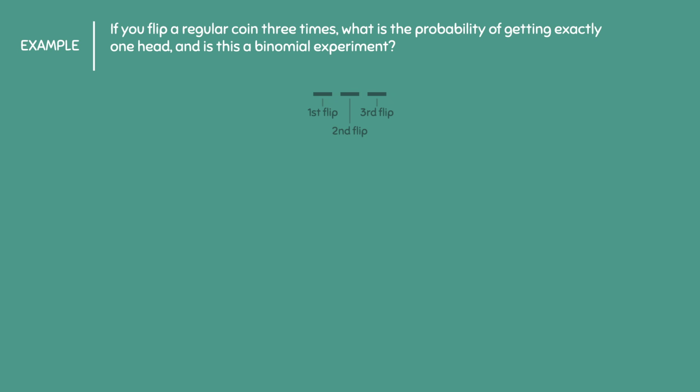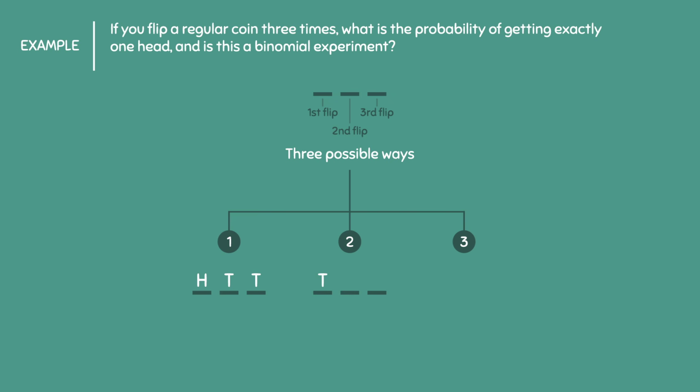In order to solve this problem, we have to realize that there are only 3 possible ways for us to get exactly one head. The first way is to get heads on the first flip and then tails on the second and third flip. The second way is to get tails on the first flip, heads on the second flip, and then tails on the third flip. The third and final way is to get tails on the first and second flip and then getting heads on the third flip. So overall, we see that there are 3 different outcomes where we get exactly one head, and we see that they vary based on the order.